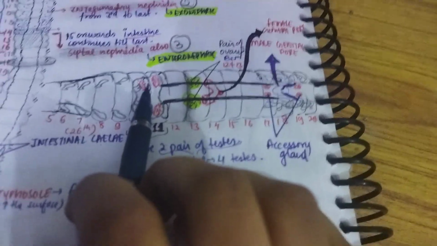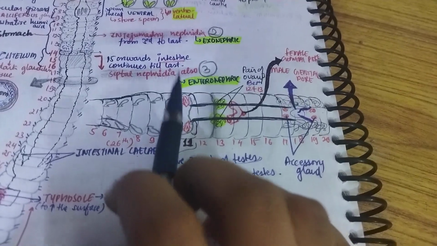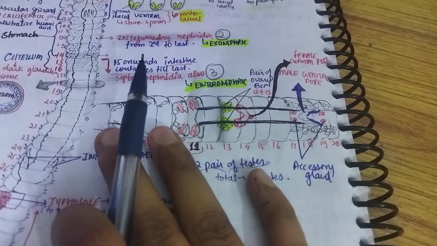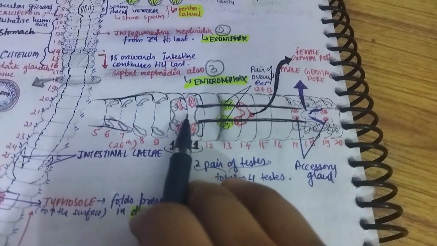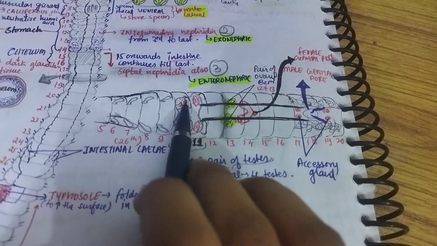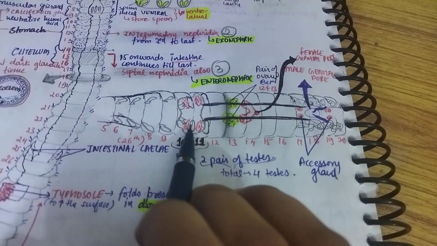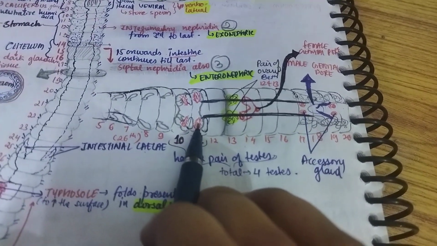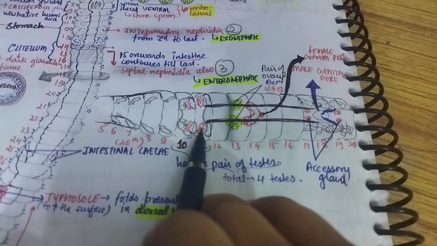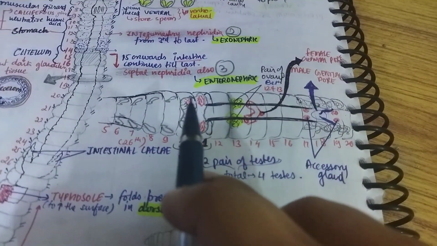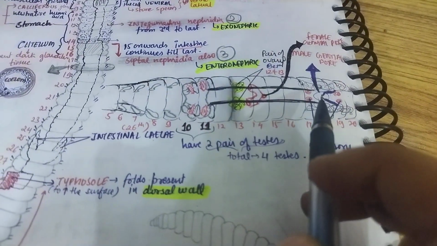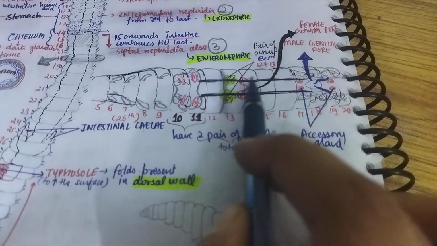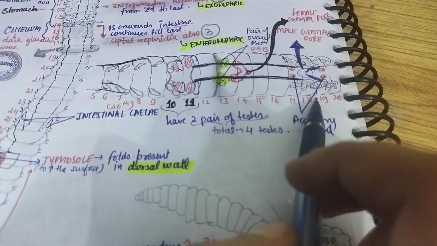The testes, which produce the spermatozoa, transfer them to the testis sac. Then the testis sac transfers them to the seminal vesicle. Then the seminal vesicle transfers them to the spermicudal funnel. Then the spermicudal funnel passes them to the vas deferens. Then the vas deferens continues from the 11th segment up to the 18th segment.